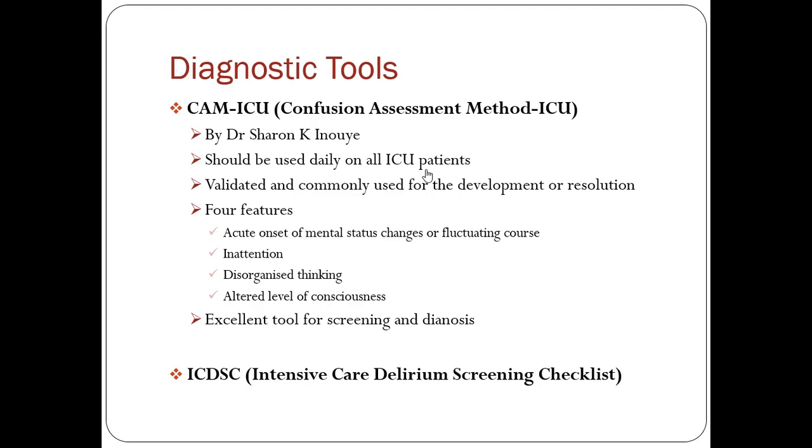Stone will float in the water. So this is disorganized thinking. Altered level of consciousness one can make out by looking at the RASS scale. What is the RASS scale? Richmond Agitation-Sedation Scale. By looking at the RASS scale, one can make out the altered level of consciousness.